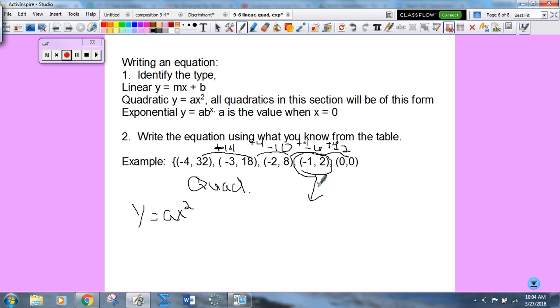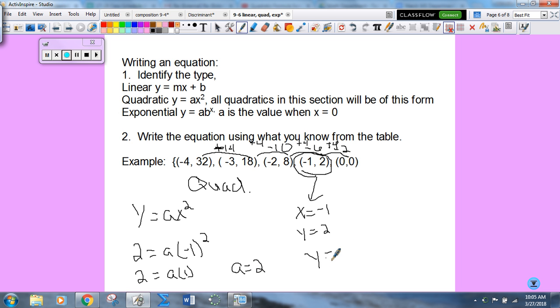So in -1, 2, x equals -1, y equals 2. So I'm going to substitute those in. So I have 2 equals a times -1 in parentheses squared. So that gives me 2 equals a times 1. Divide both sides by 1, and a equals 2. Which means my equation is y equals 2x squared. You make a table on your calculator of y equals 2x squared. It should have those values.